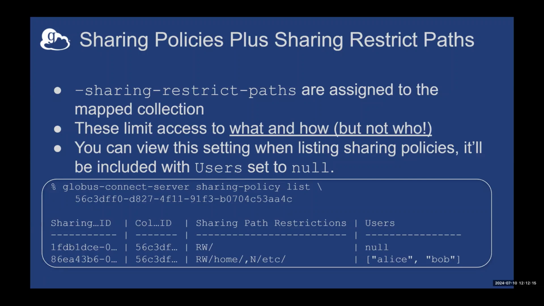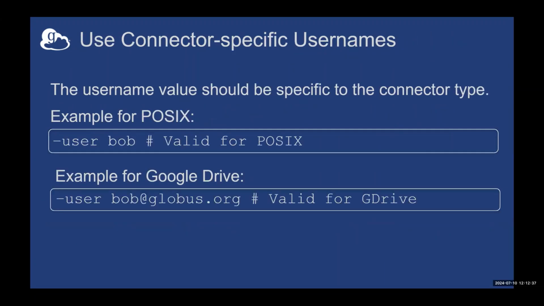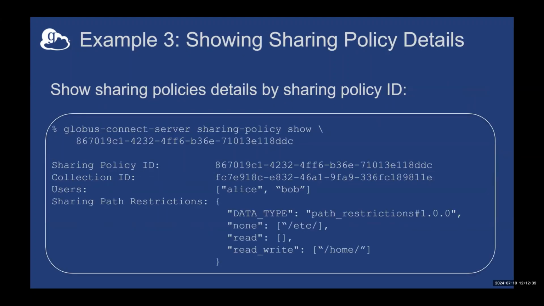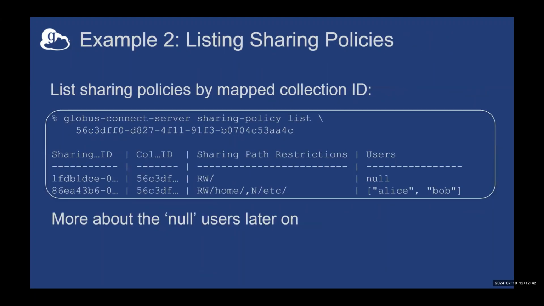You can view its current config from the GCS CLI sharing policy list command, which we looked at earlier. And if you remember, it was listed as the first policy, and it was one with the user's value set to null. So I'm going to go ahead. Let's go back. Where was it? Right here. So that first line back here with the users equal null, that's the one that's the sharing restrict paths.